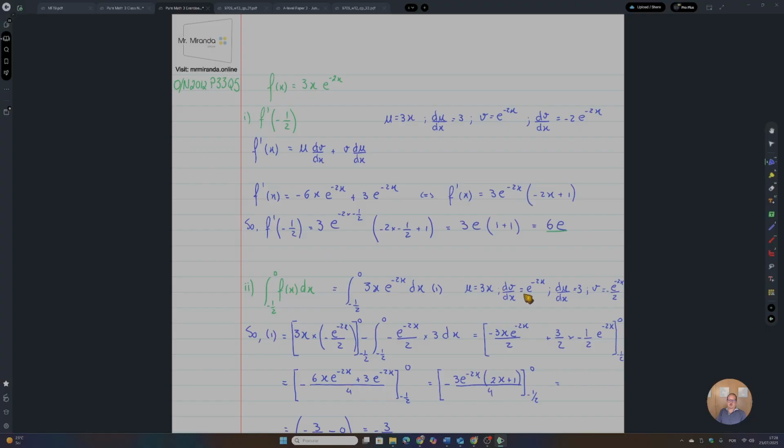Integrating is going to be integration by parts. So this is going to be your u, this is going to be your dv by dx. So your du by dx is 3, your dv by dx is minus e to the power minus 2x over 2. It's just a primitive of that. Then the integral is going to be u times v between minus 1/2 and 0 minus the integral of v du by dx.